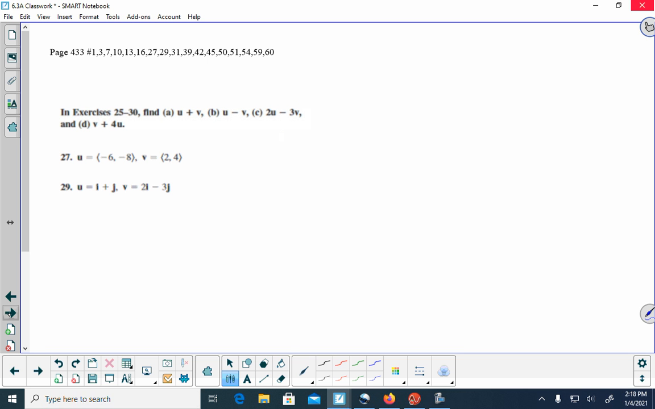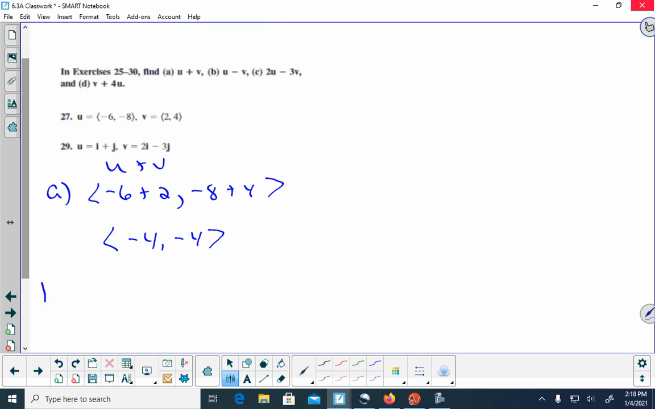In 25, you want to find U plus V, U minus V, 2U minus 3V, and V plus 4U. 27 is already written in component form. So for A, I want to do U plus V. So I'm going to take negative 6 plus 2 and negative 8 plus 4. It's the best way for me to write that. And then I end up with negative 4, negative 4.